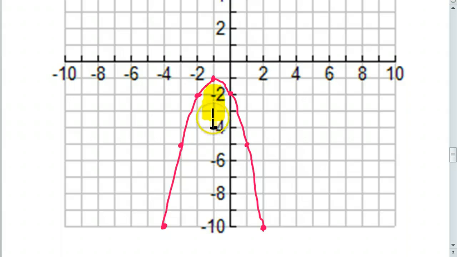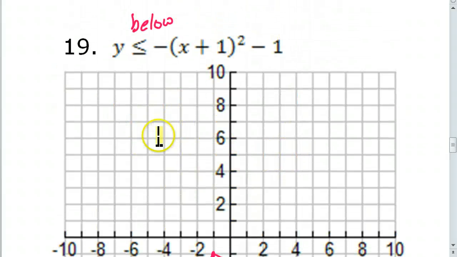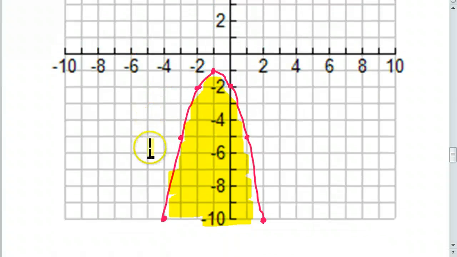Once again, it just so happens that this is inside. So I go ahead and shade inside. If it had been above, I would have shaded the outside. And that's it for number 19. It's just a picture.